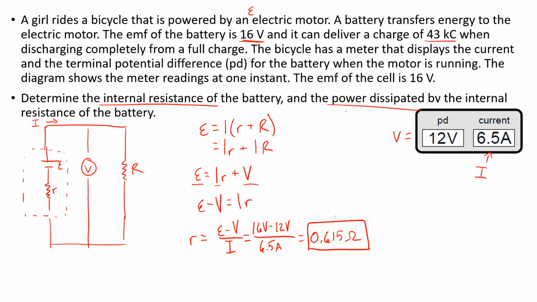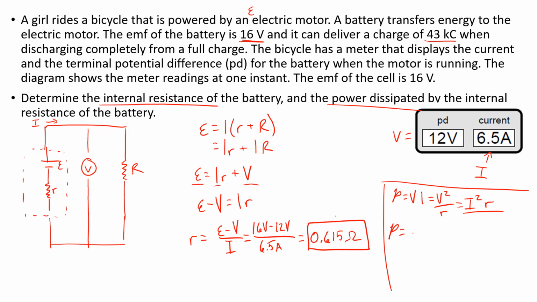Next up, the power dissipated by the internal resistance of the battery. Well, that's just going to be the power across the resistor little r. We know power is VI. We could solve for V if we wanted. We know I, or it's V squared over R. Again, we don't know V. Or we could do I squared R. We should do little r because it is little r that we're looking at. Since we already know I and r, we're going to use that.